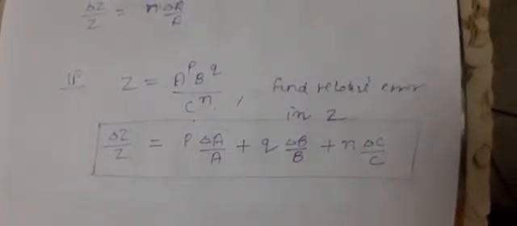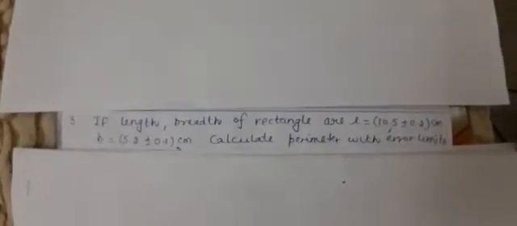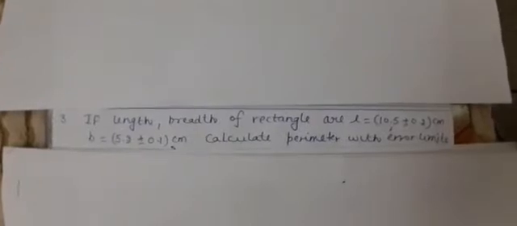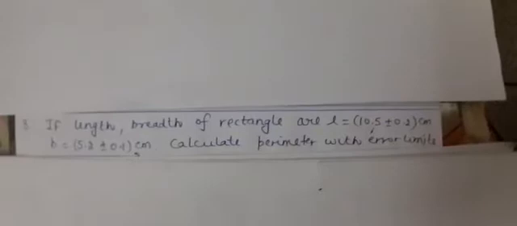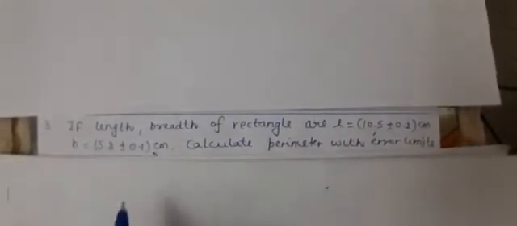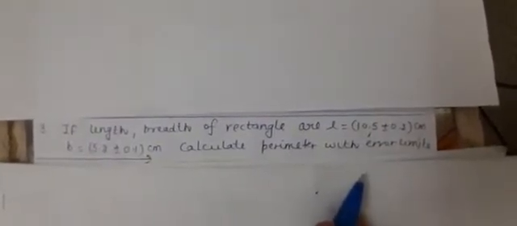Now after this we will do few numericals where we will use all these concepts. Now here we are taking one numerical: if length of a rectangle is given to be 10.5 plus minus 0.2 centimeter and breadth is given to be 5.2 plus minus 0.1 centimeter, calculate perimeter of this rectangle with error limits.